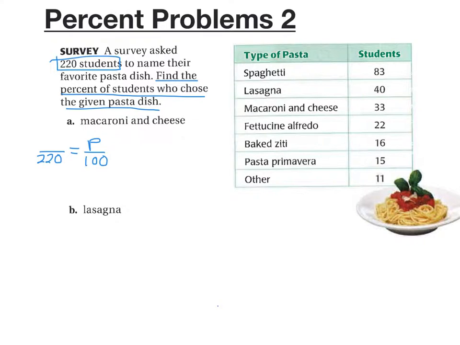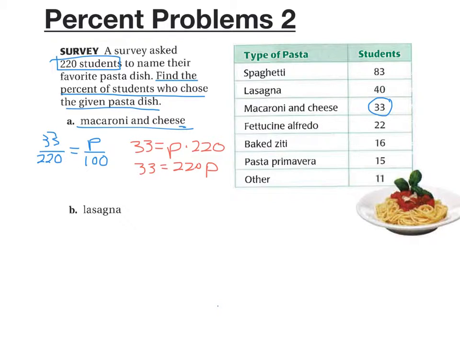Now for this first problem, we're looking at macaroni and cheese. So our macaroni and cheese is right here, 33 students. So we could solve this proportion, right? We could cross multiply, do the division. We can also express this problem though as a percent equation, right? Since we know 33 is the part, we could write 33 equals the percent, and remember in this case the percent is a decimal when we're using the percent equation, times 220. And I think a better way to write this would be 33 equals 220p, right?